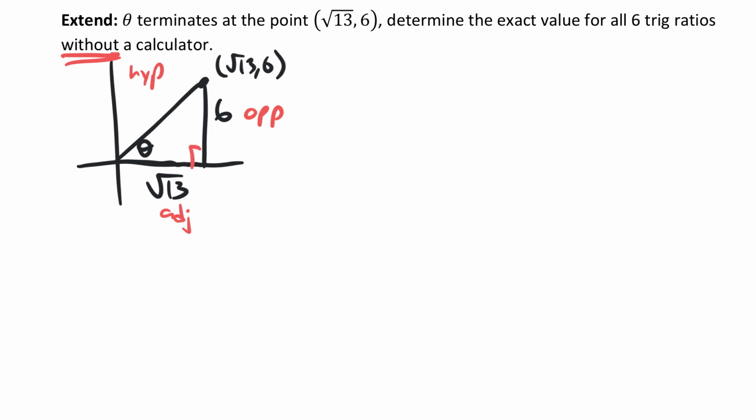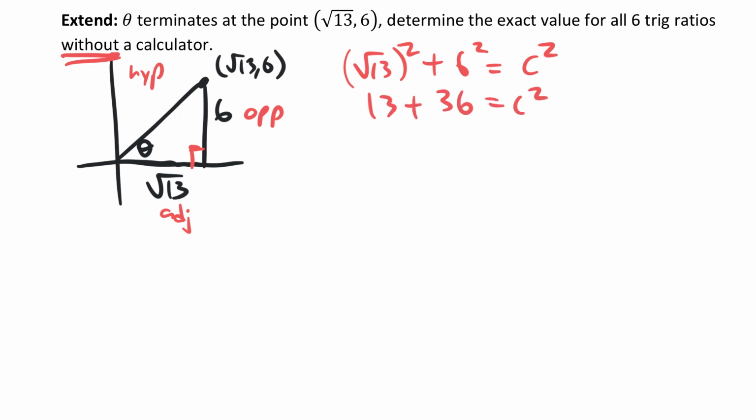All right, so assuming you figured out the Pythagoras here, right? Root 13 squared plus 6 squared equals c squared. 13 plus 36 equals c squared. 49 equals c squared. And this just so happens to be a perfect square, which is nice. So c equals 7.